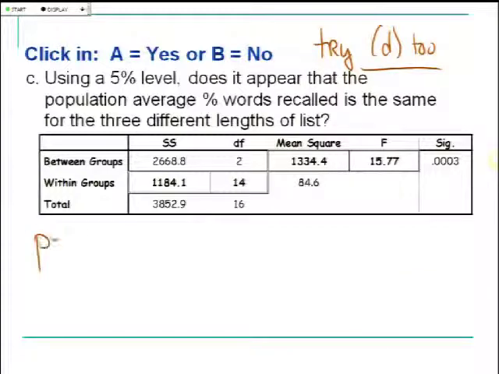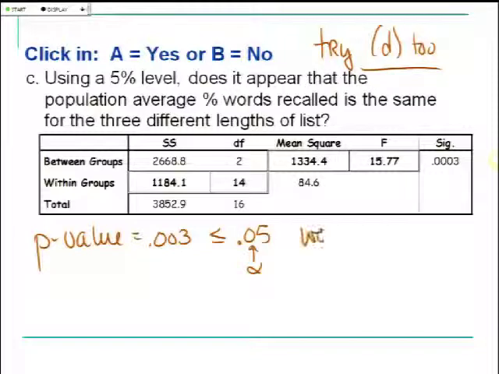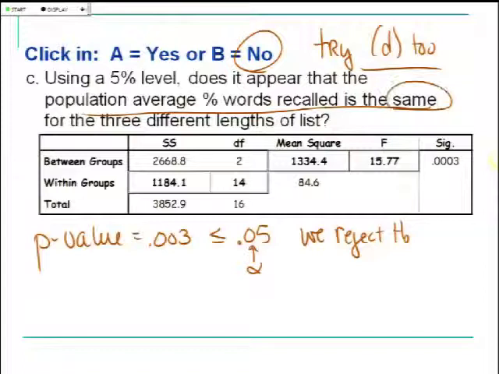Since the p-value is small, much less than or equal to 0.05, which is our level of significance, or alpha, we know that we'd reject H0. H0 is that the population means were all the same. We just wrote that out in Part A, or Part B. So if we're rejecting that H0, then our answer is no. Does it seem like they are the same? We would refute that. We would reject that.